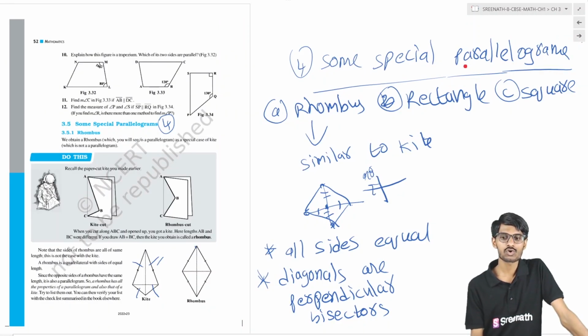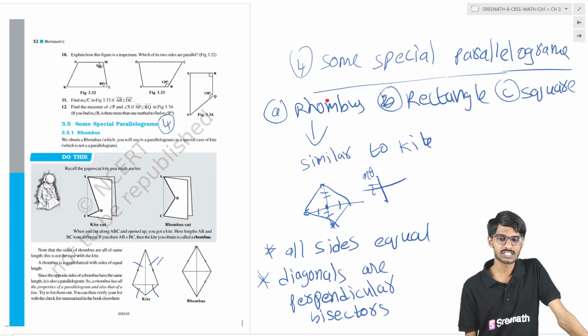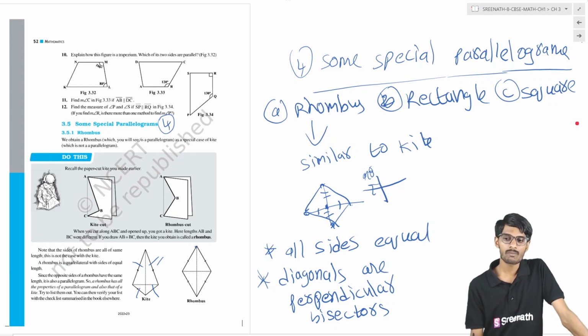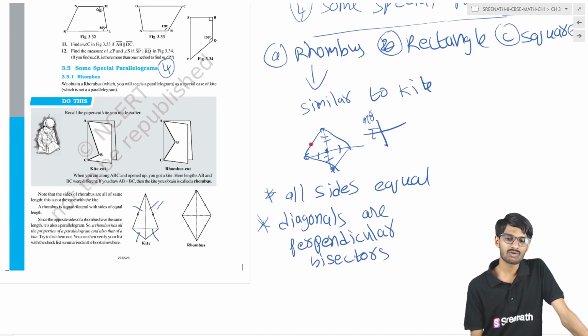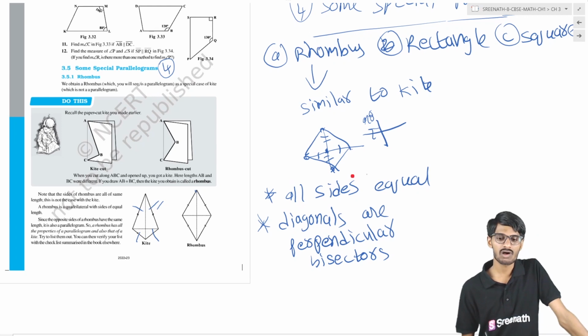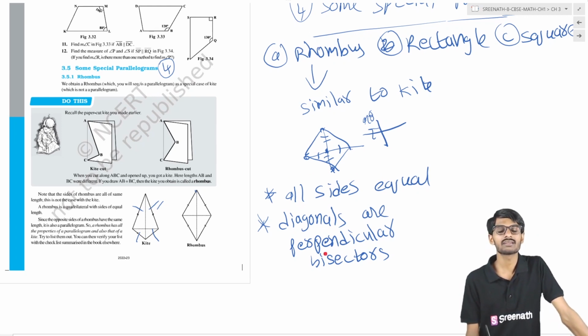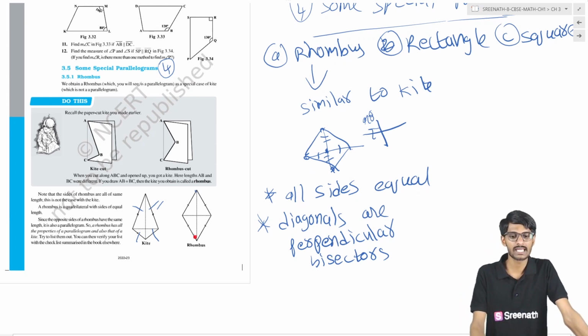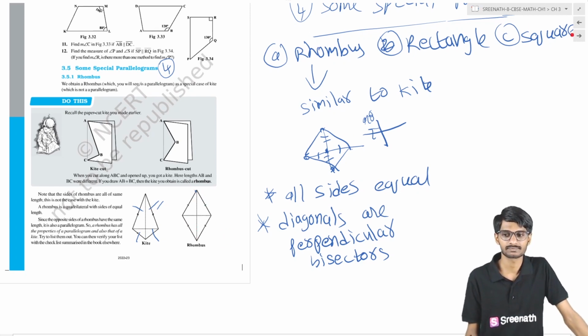So next thing is some more special parallelograms, that is rhombus, rectangle, and square. A rhombus is similar to a square, but what is the difference? In the case of a rhombus, all sides are equal and diagonals are perpendicular bisectors. So basically, diagonals are perpendicular bisectors, students.